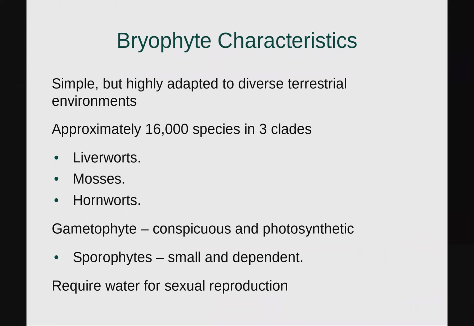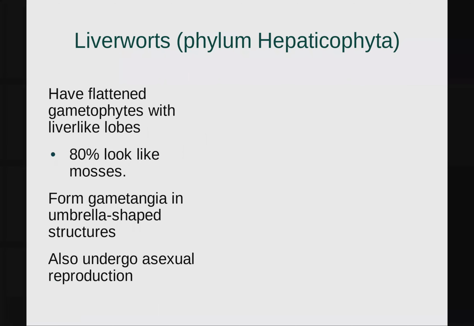Now, there are some characteristics of our bryophytes. They're very, very simple, but they're adapted to very diverse terrestrial environments. Now, there are about 16,000 species spread across 3 clades, the liverworts, mosses, and hornworts. Their gametophyte generation is photosynthetic and conspicuous, and their sporophyte generation is small and dependent. So sporophyte, remember, is the diploid, gametophyte is the haploid. And these groups of organisms require water for sexual reproduction. That's an important thing. They have no vascular tissue and they rely on water for sexual reproduction.